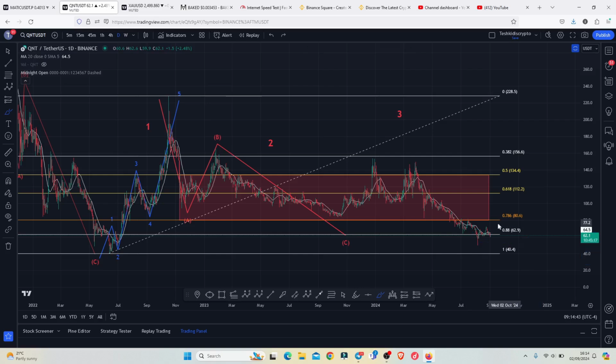If we manage to get back above the fib level 0.88 and start an impulsive movement to the upper side, there's still a chance that we can get that massive bounce to the upper side in the formation of this Elliott wave count 3.